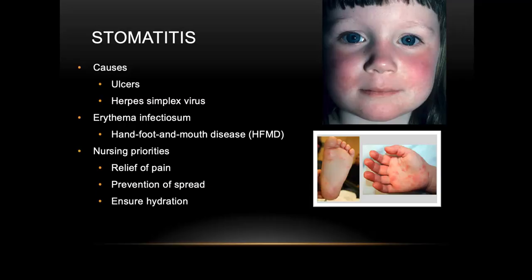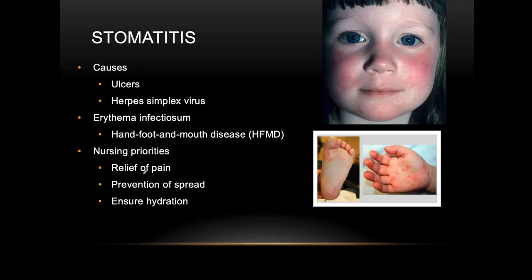Children who are immunocompromised, who are receiving chemotherapy or any type of radiation, are really at high risk for getting stomatitis. So it can actually cause ulcers, and you'll see also some breakouts on the hands and the feet. We also call this hand, foot, mouth disease. And this, again, is a virus.